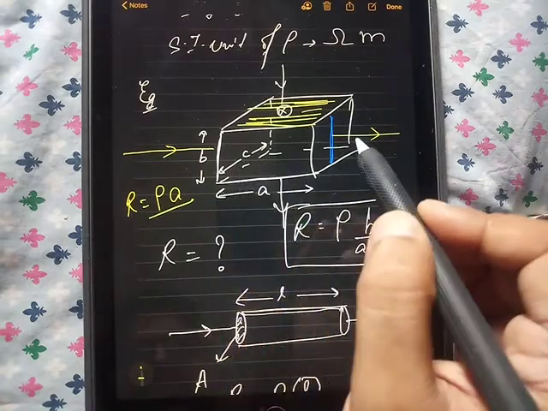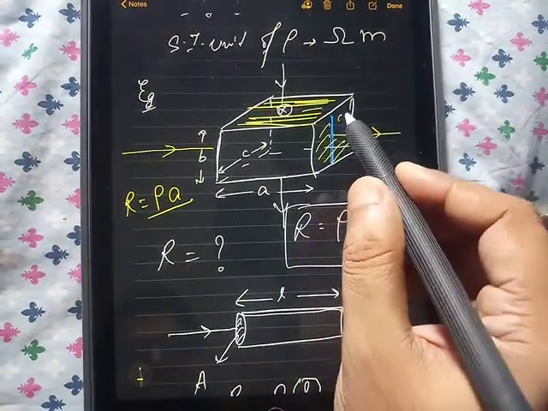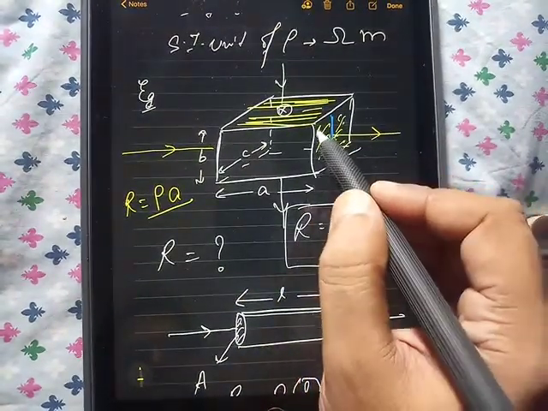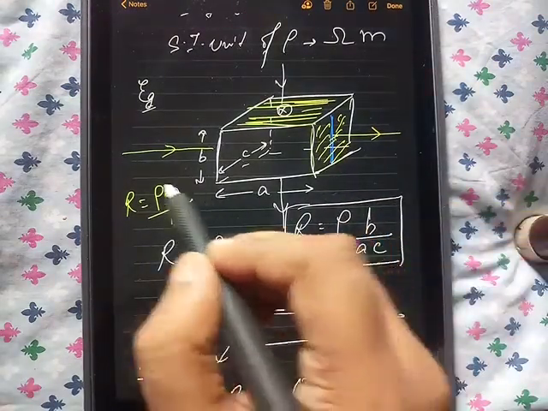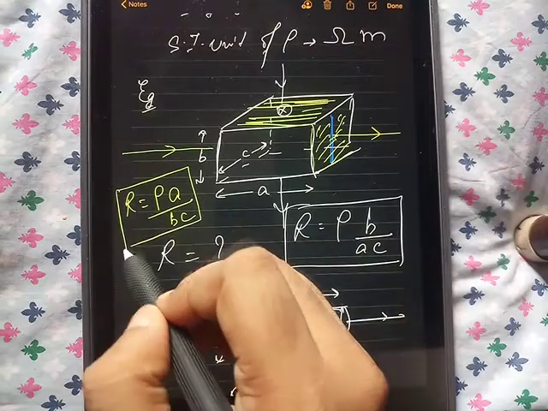The face, this one will be our face. So this is b and this is c. The area will be bc. So this gives the resistance of the conductor.